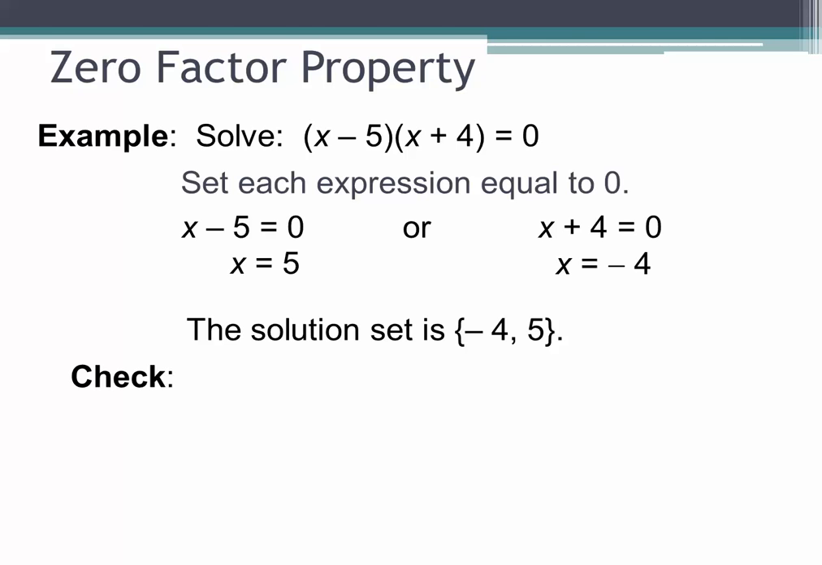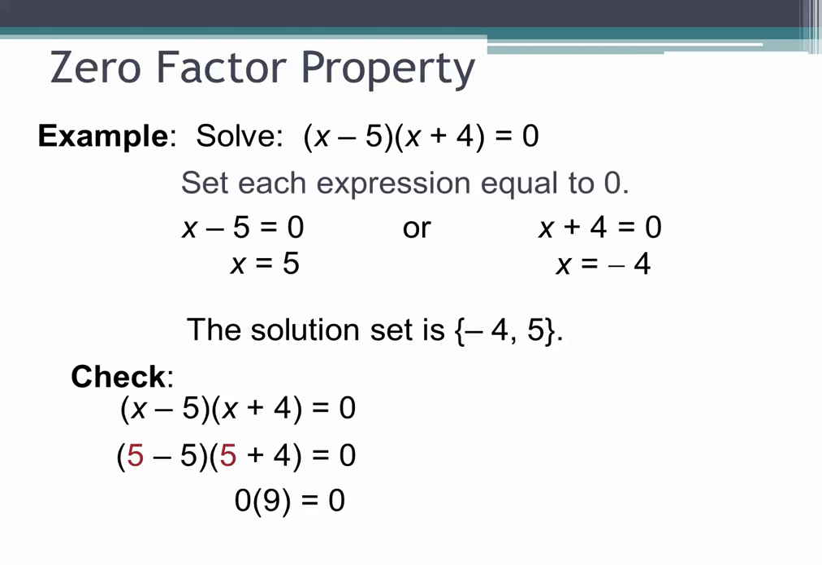Always a good idea to plug everything back in and check. So we have (x minus 5)(x plus 4) equals 0. First we'll plug in the 5. 5 minus 5 equals 0, and 0 times anything is 0. So 0 equals 0.